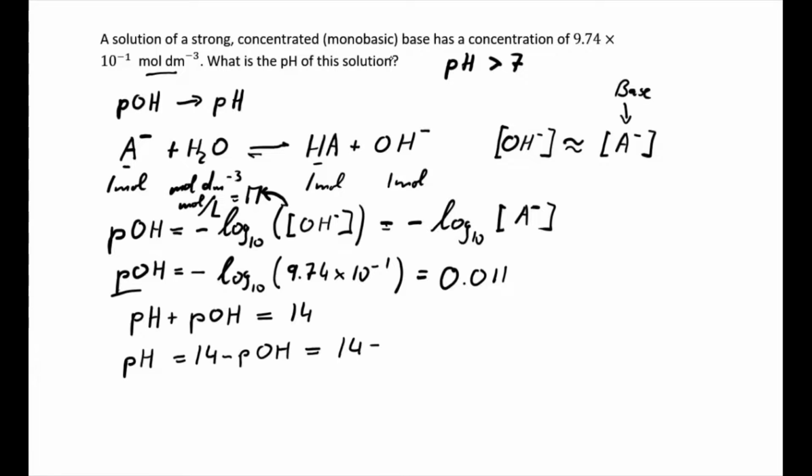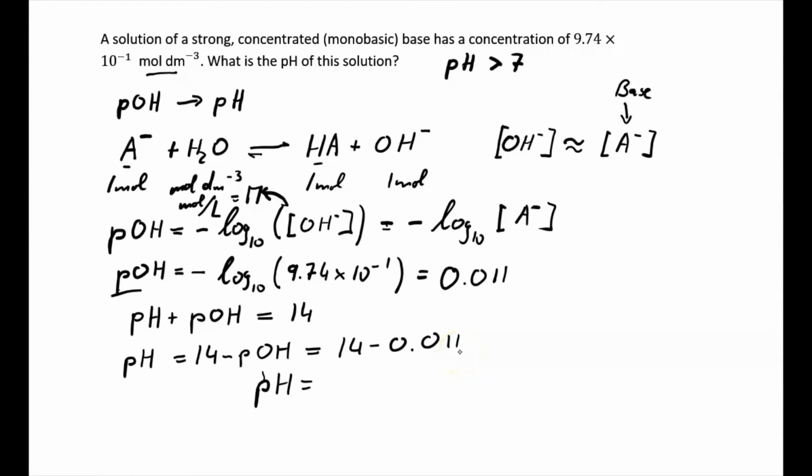So that's 14 minus 0.011. And for the pH, we therefore would get 13.989. And we see that the pH is definitely larger than 7, so we can be quite confident that we are on the right track here. So this is how you can calculate the pH of a strong concentrated base. I hope this makes sense, and thank you very much for watching.